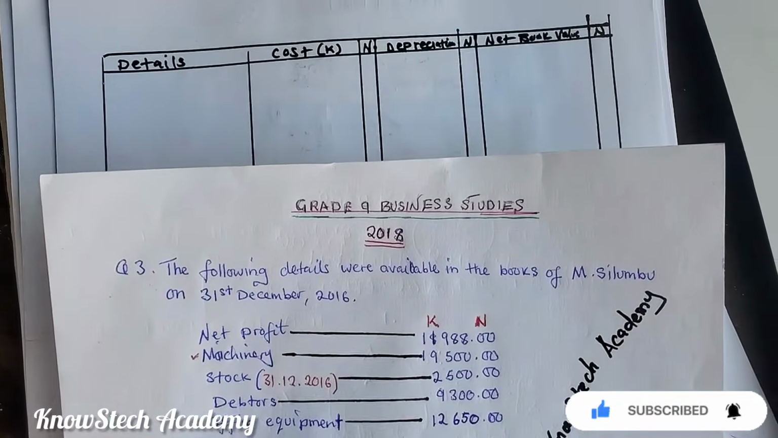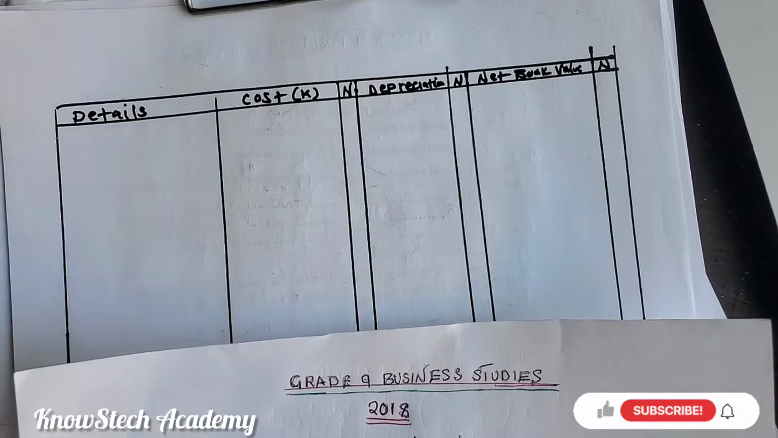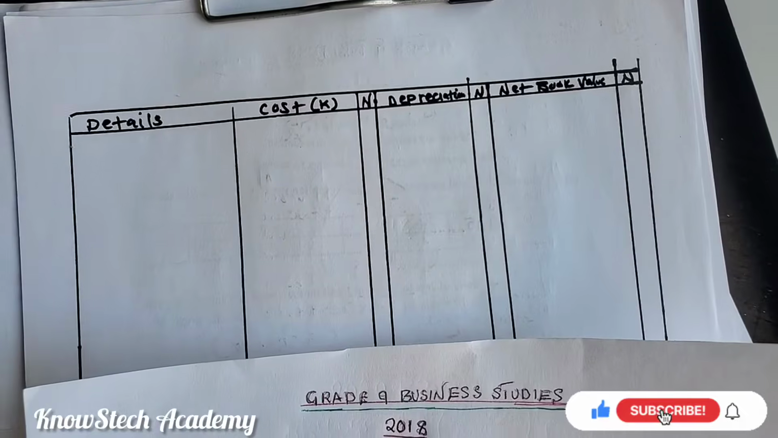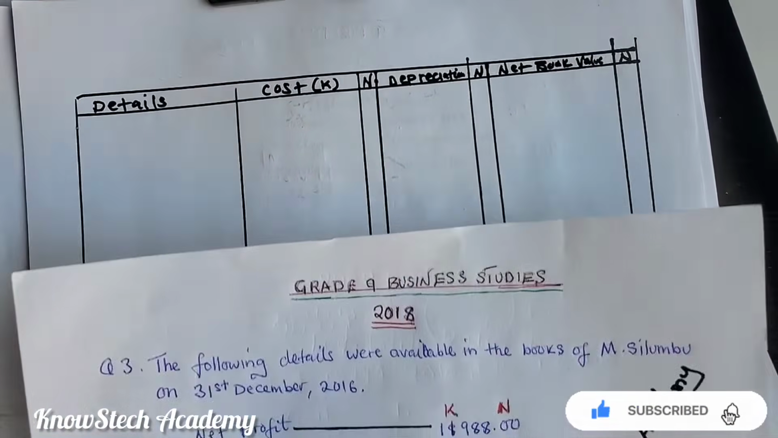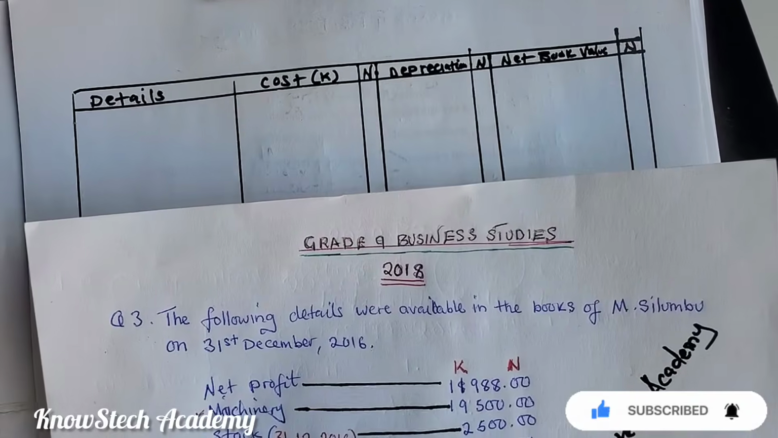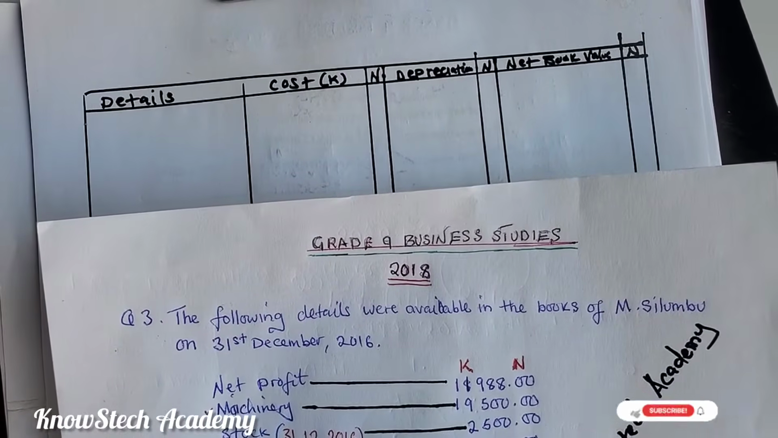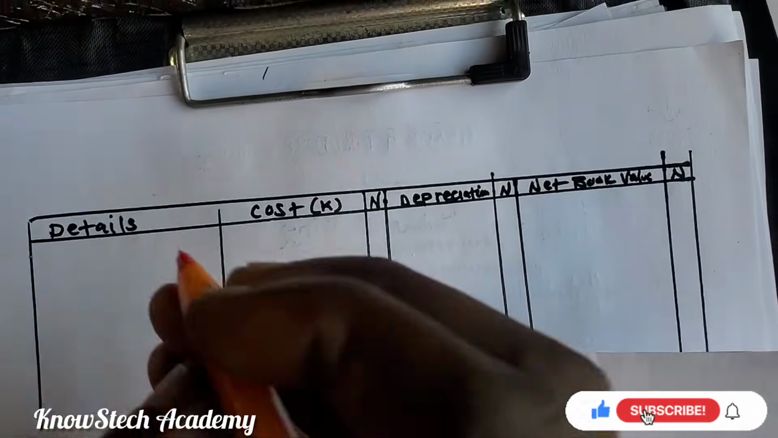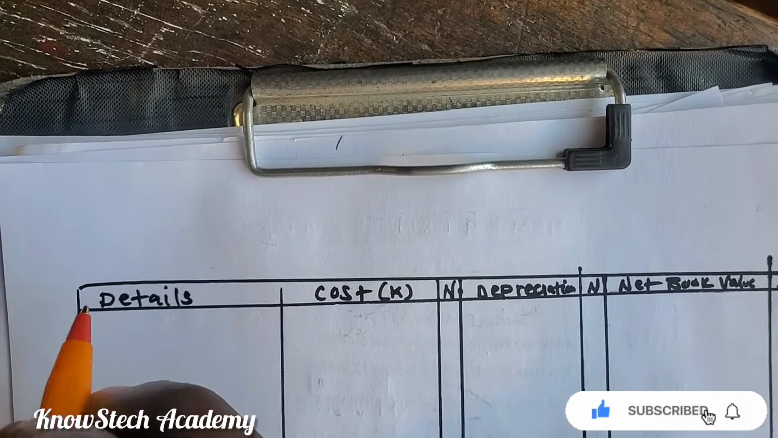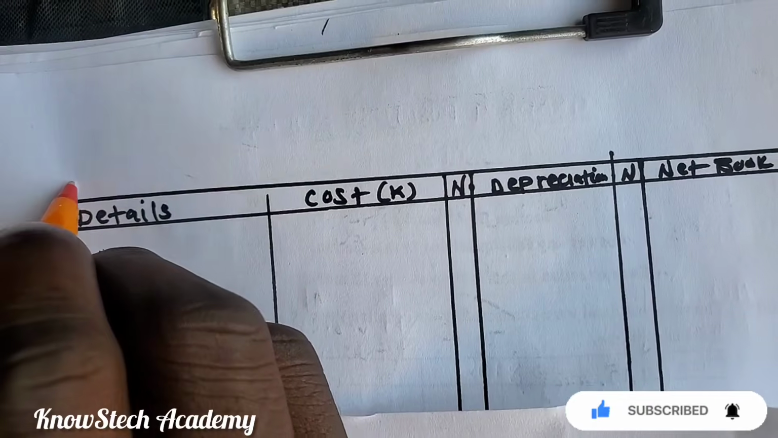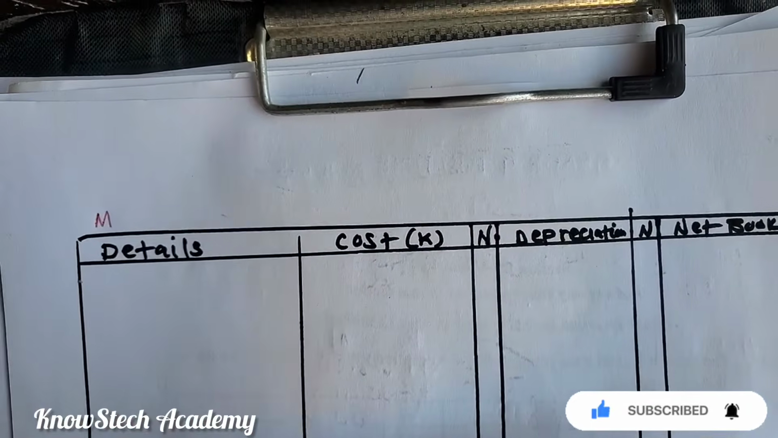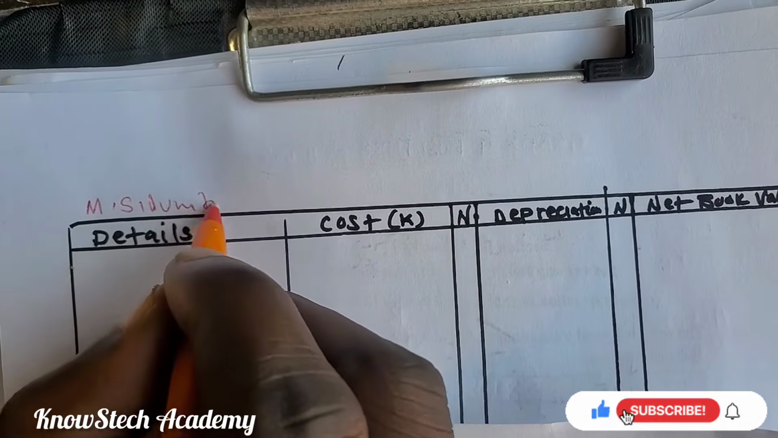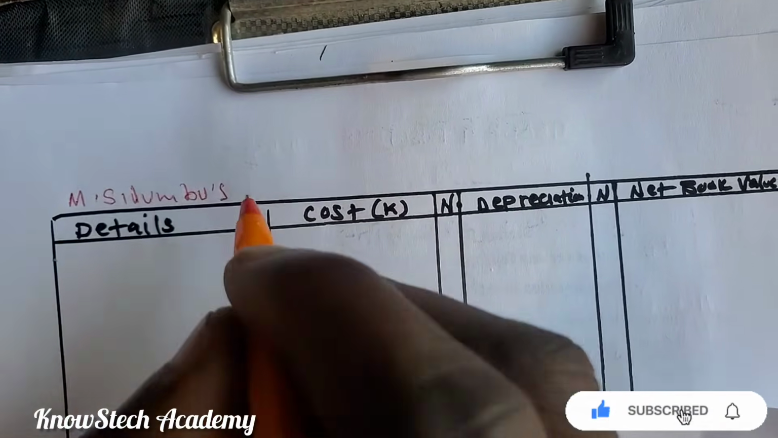Let's now go to our solution. This is what the table of the trial balance looks like. First we need to write the title. If you look at the question nicely here, the title is M. Silumbu, and then the date is 31st December 2016. So here the title will be M. Silumbu's balance sheet.